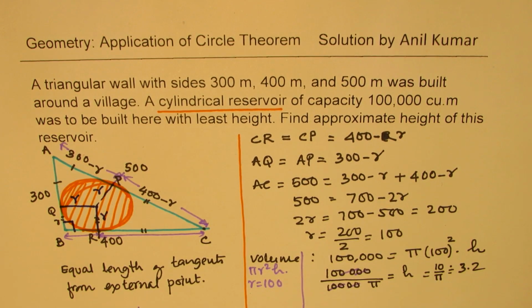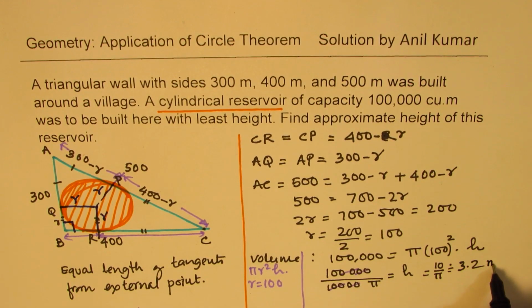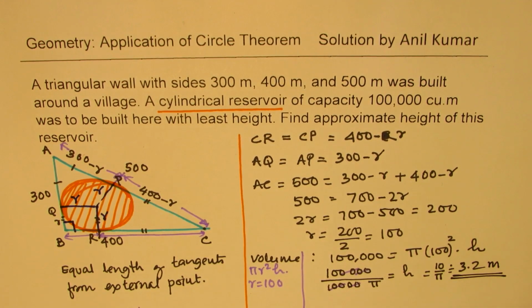Is that clear to you? Right? So pi is 3.14. 10 divided by 3 will be 3.1 something. So we can say it is around 3. Is that clear to you? So that is how we can find the answer, right? So it is less than 3.3, about 3.2 meters. So that could be the solution, right? So that is how we could actually solve this particular question. If you want, you can round this to 3 meters.